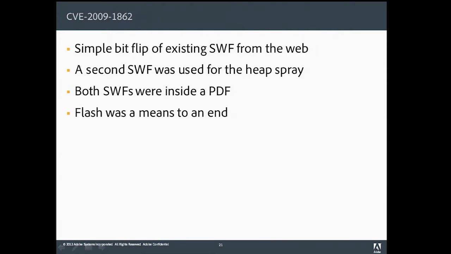So if I look at an attack from 2009, like 1862, it was a very, very simple attack. They went and they got a Swift from flashmath.com. They did single bit flipping. They flipped the right bit. It caused a crash. They created a whole second Swift to be able to do the heap spray. And then they embedded both of them into a PDF for the attack. It was sort of clumsy but effective. Flash was mostly a means to the end in terms of the design of this.